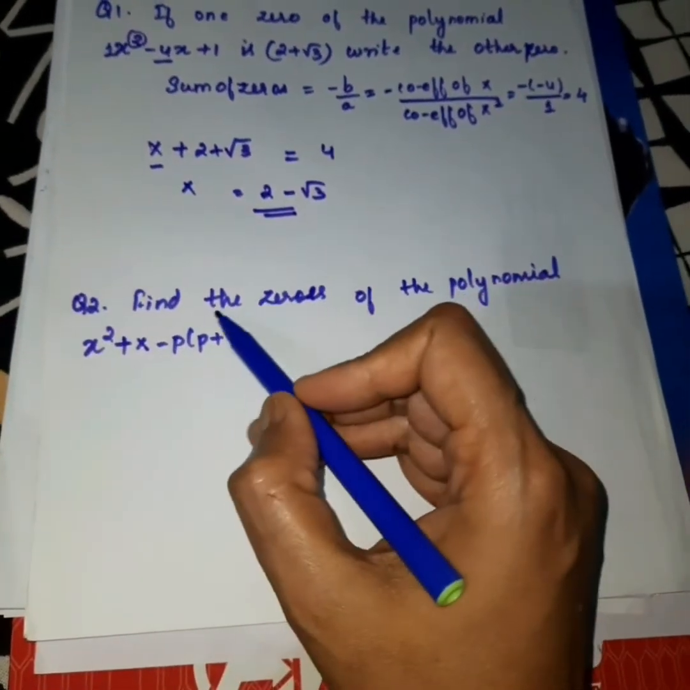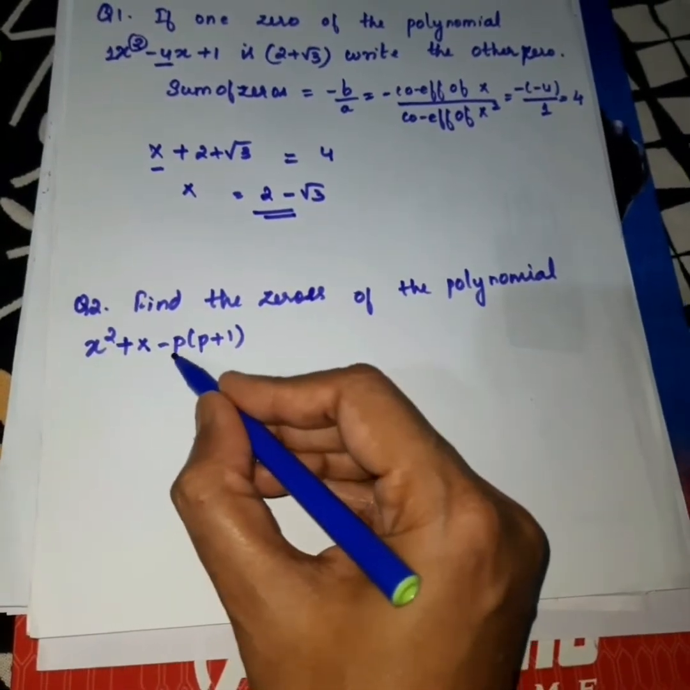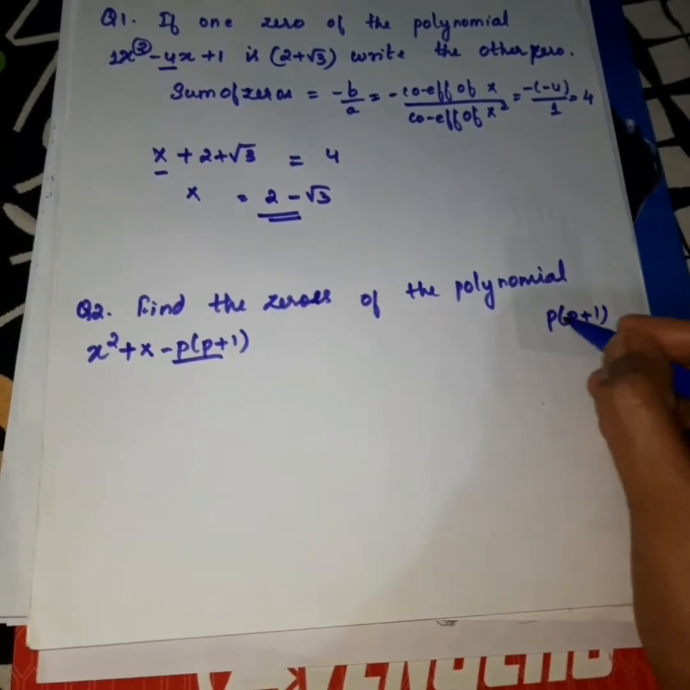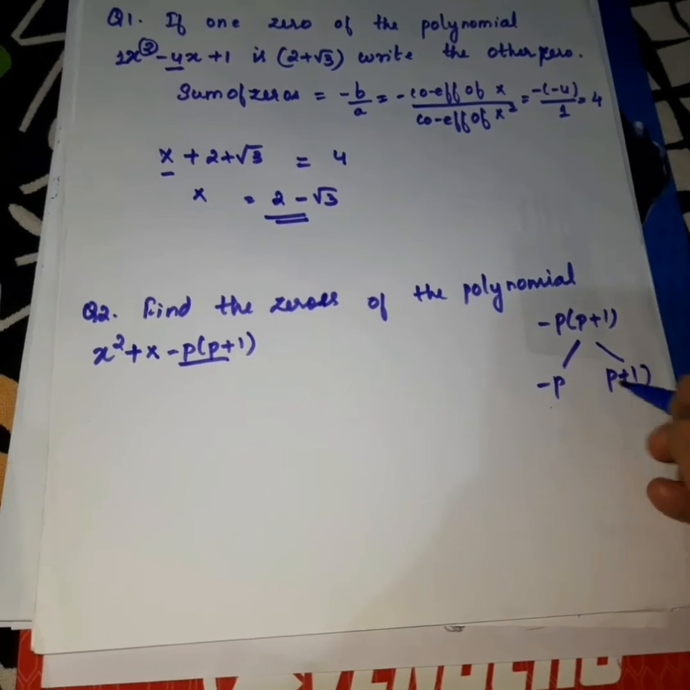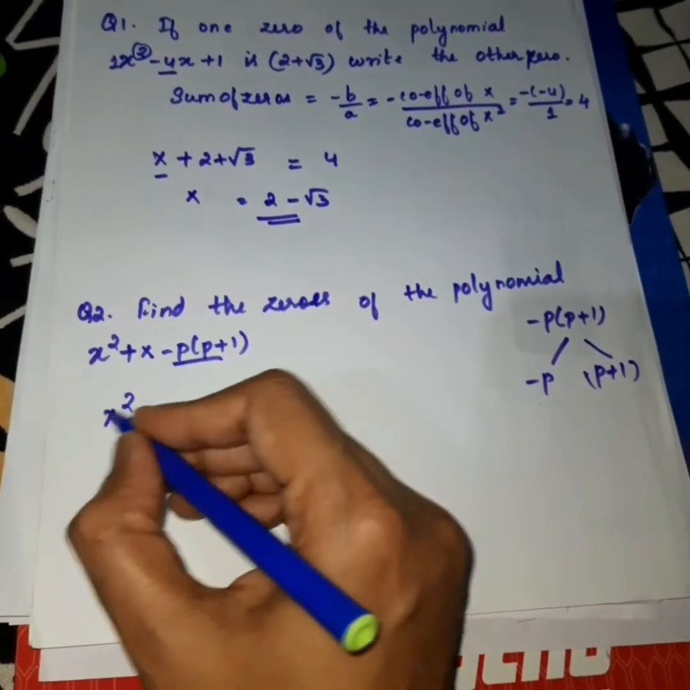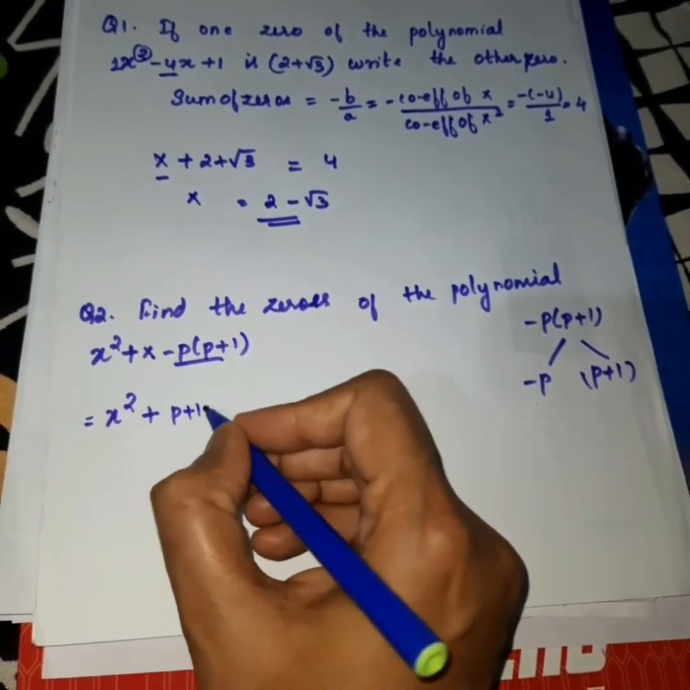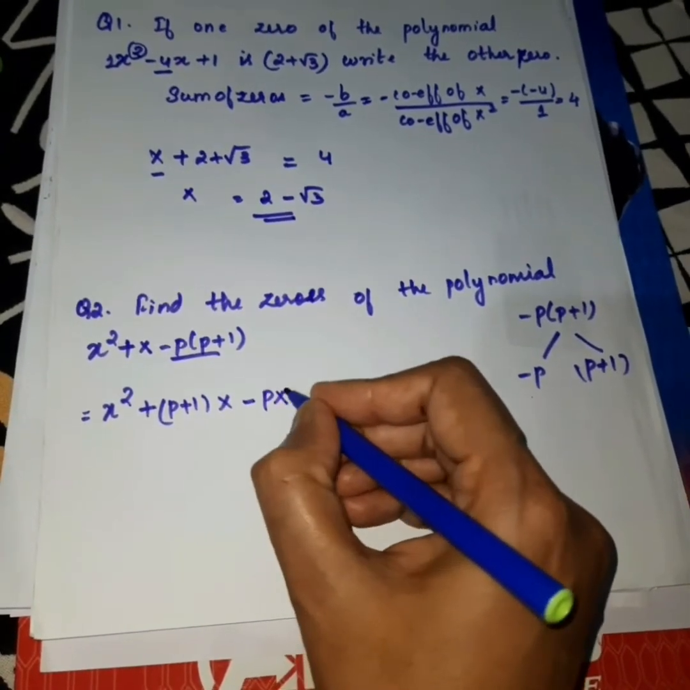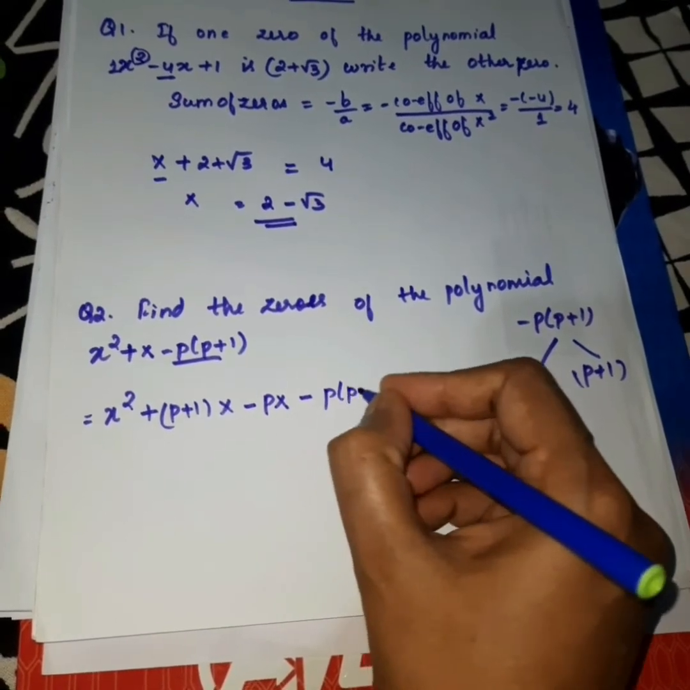Second question, find the zeros of the polynomial x squared plus x minus p into p plus 1. So p into p plus 1 is a constant here, which can be written as minus p into p plus 1 to get the x value. The same way as before, we can frame this as x squared plus p plus 1 into x minus px minus p into p plus 1.